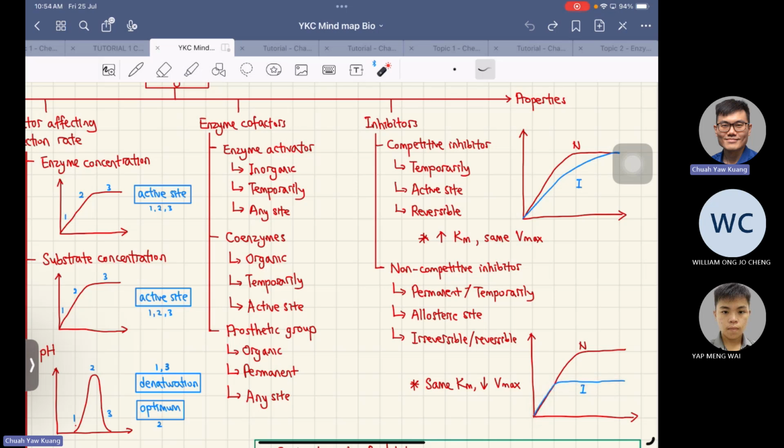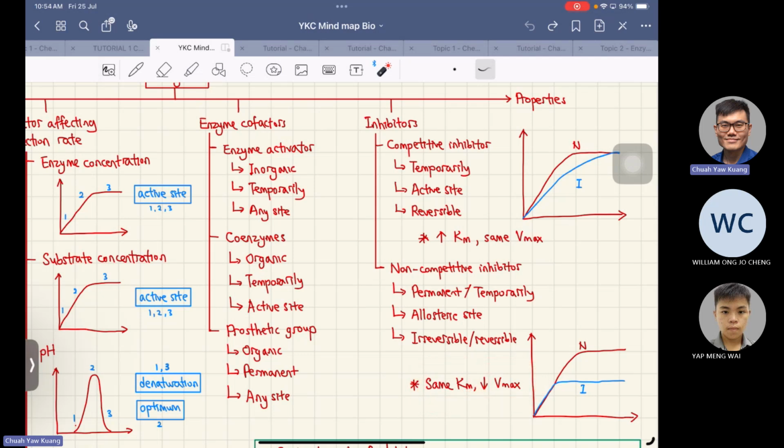For now, just accept that first. Adding the competitive inhibitor is going to increase the Km, and the Vmax will remain the same, meaning no change. For the non-competitive inhibitor, the Km remains the same but the Vmax is lowered. For now, just accept this first, but later, after the lecture, when you look at it, only then will you understand it.